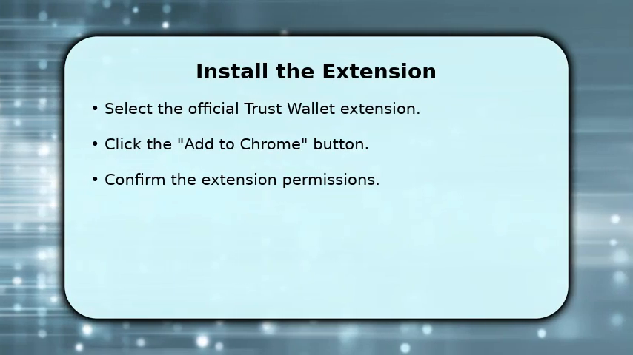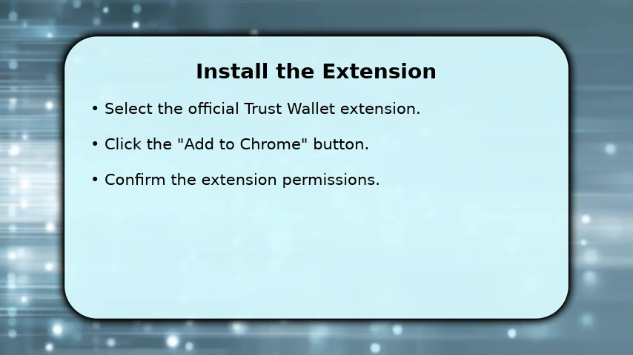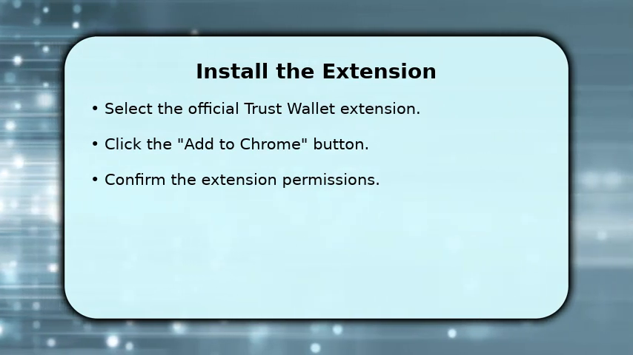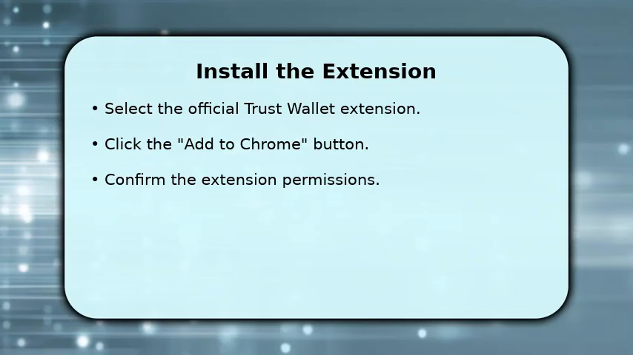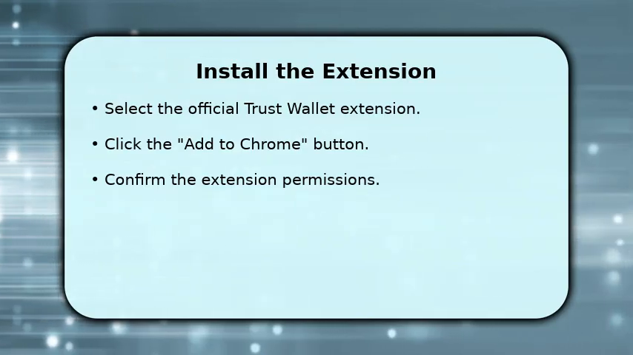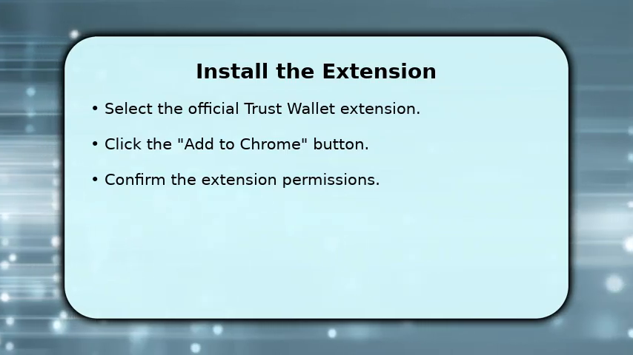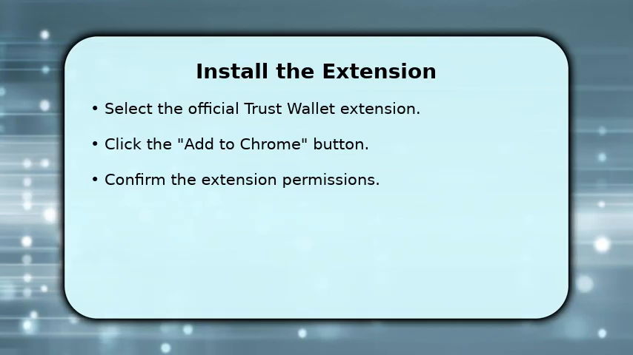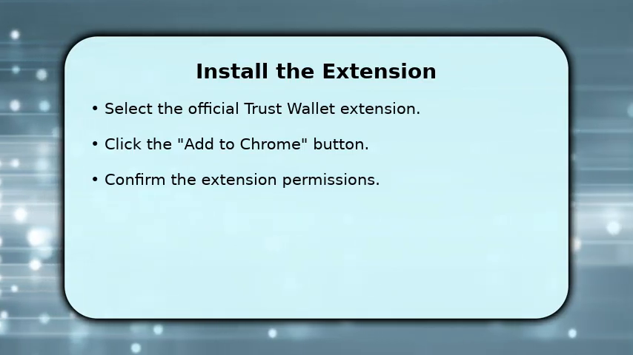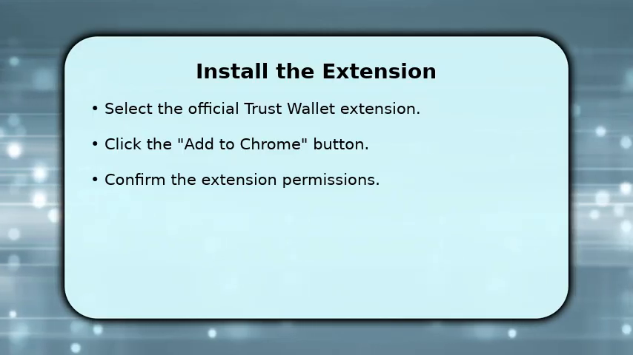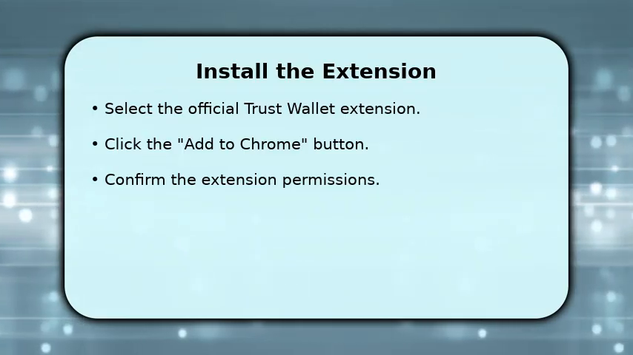After locating the Trust Wallet extension, click on its listing to view more details. You will then see an Add to Chrome button. Tap this to initiate the installation. A prompt will appear asking you to confirm the necessary permissions for the extension. Carefully review these permissions and then confirm to proceed with adding Trust Wallet to your Maciz browser. This step integrates the wallet directly into your browsing environment.